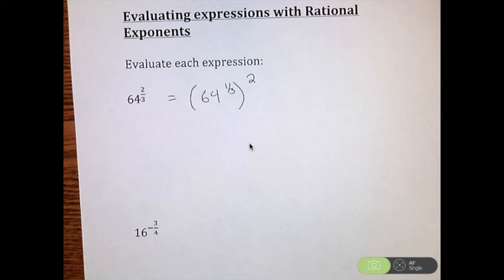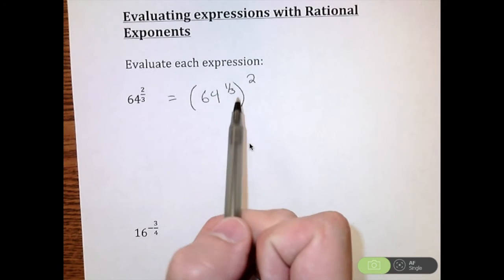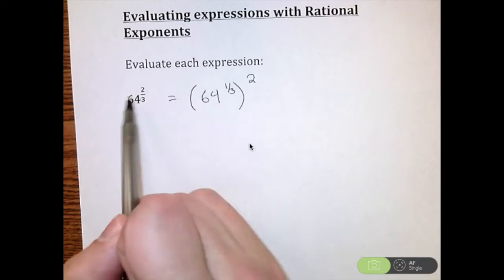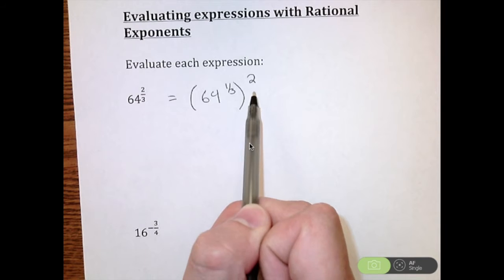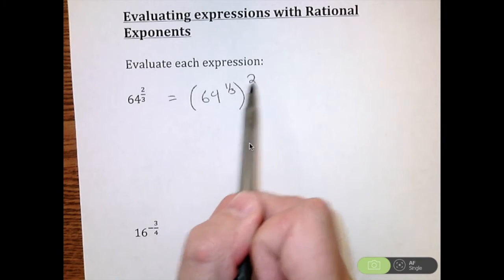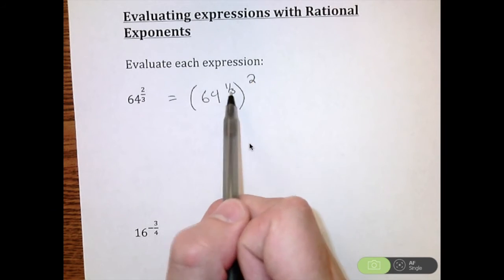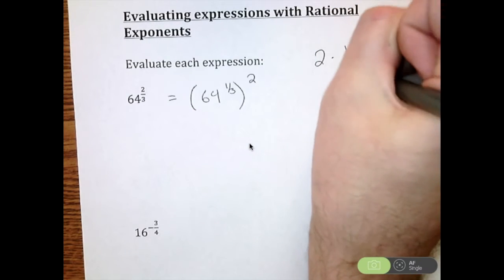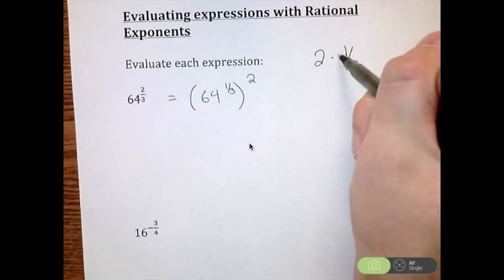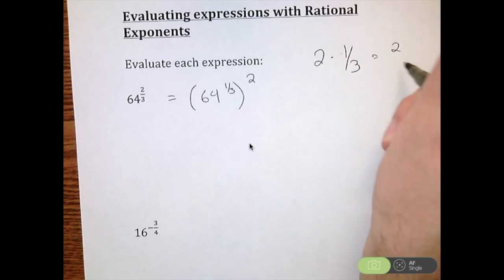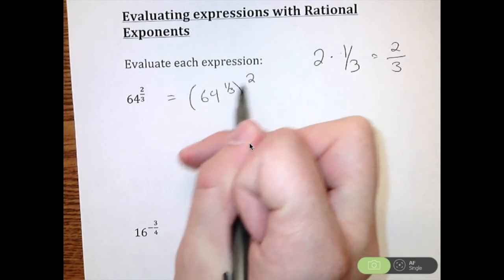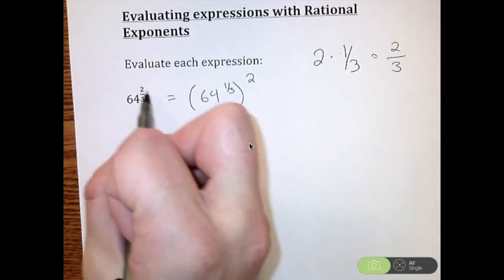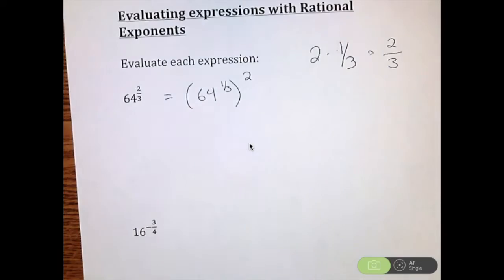Now a lot of people are just like, well, I'm only splitting these apart because Mr. Hall told me to. The reason is these are equivalent expressions, because if you have 64 to the 1/3 with a 2 on the outside, properties of exponents say we multiply these together, this 2 times this 1/3. 2 times 1 is 2, and the 3 on the bottom stays there. So 2 times 1/3 is 2/3. So these are the same.